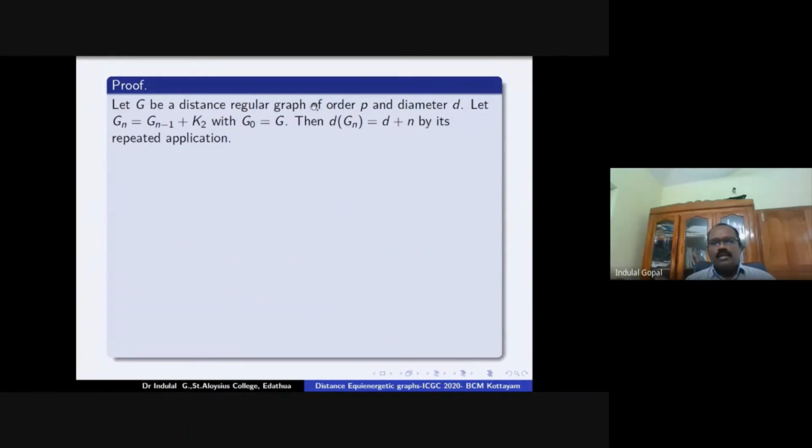Let G be a distance regular graph of order P, and Gn is defined so that Gn is equal to Gn minus 1 Cartesian product K2. We start with G0 equal to G. Then the diameter of Gn is d plus n by repeated application of the observation that the diameter of the Cartesian product of G and H is the diameter of G plus the diameter of H. So for the initial graph G0, the diameter is d. And the first graph G1 is G0 Cartesian product K2, so the diameter is d plus the diameter of K2. The diameter of K2 is 1. So for G1 the diameter is d plus 1. Then for G2, d plus 1 plus 1, etc. Inductively we get the diameter of Gn is equal to d plus n.